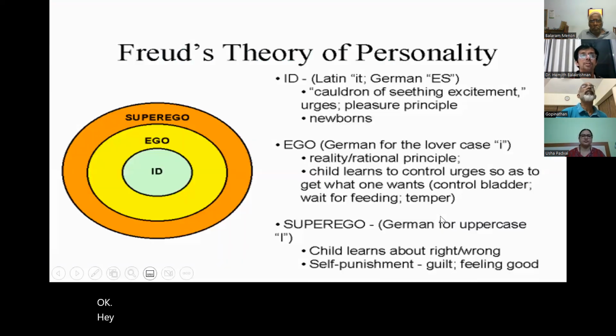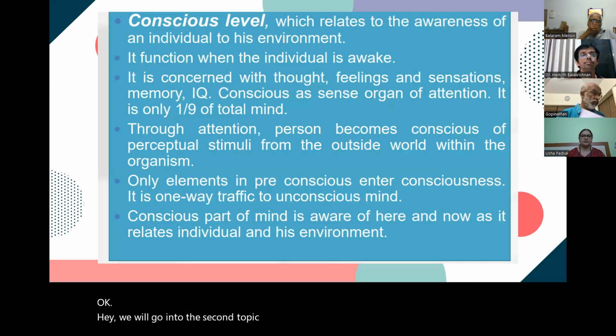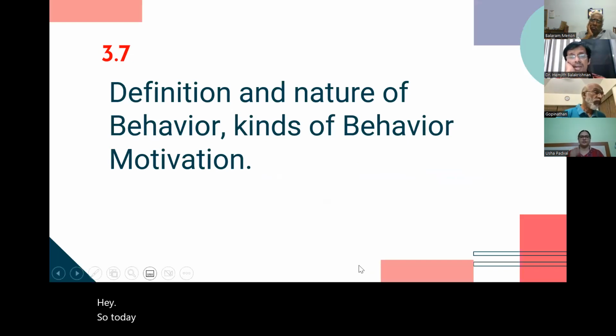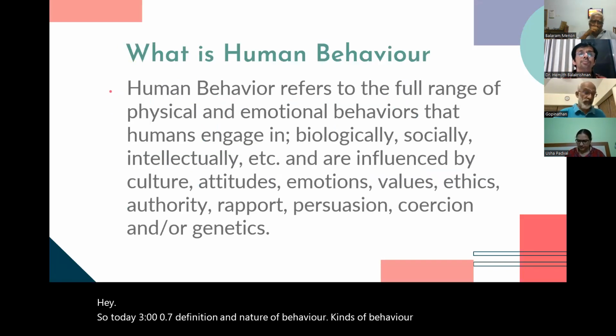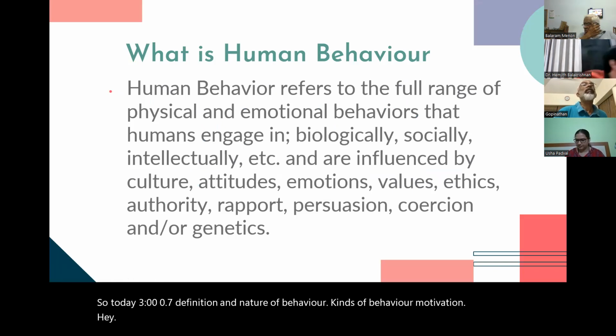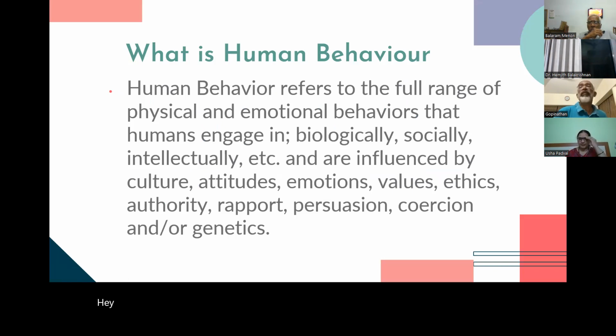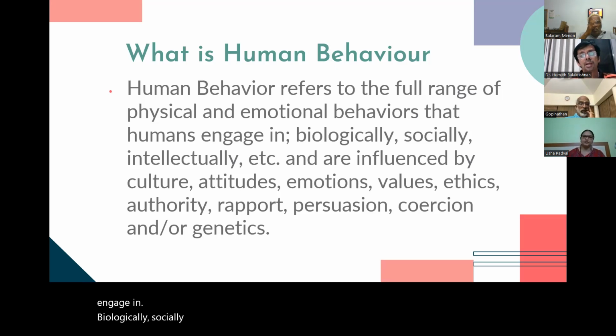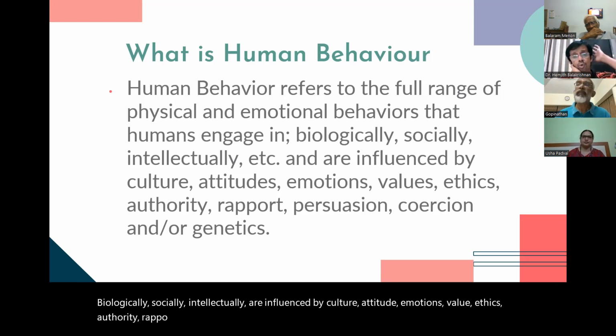So we will go into the second topic. Today, 3.7 definition and nature of behavior, kinds of behavior, motivation. What is human behavior? Human behavior refers to the full range of physical and emotional behavior that humans engage in biologically, socially, intellectually, and are influenced by culture, attitude, emotions, value, ethics, authority, rapport, persuasion, coercion, and genetics.